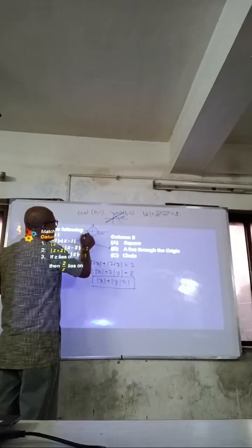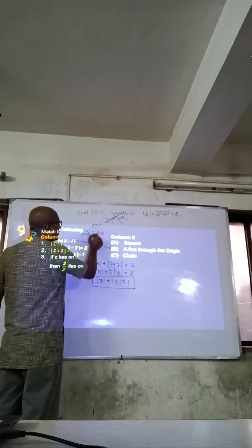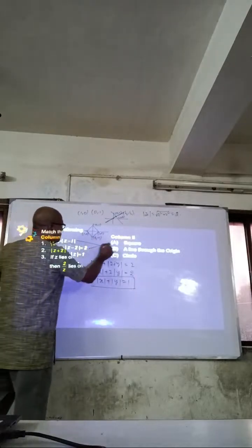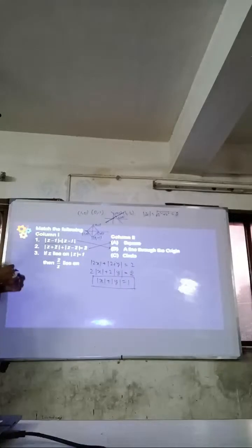আচ্ছা, এই পয়েন্টটা কত ছিল? 1, 0. This is minus 1, 0. This is 0, 1. মনে পড়ছে তো? And 0, minus 1. That's it. So it represents a square. Now, the last one.